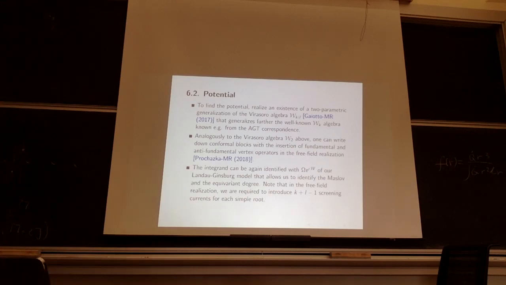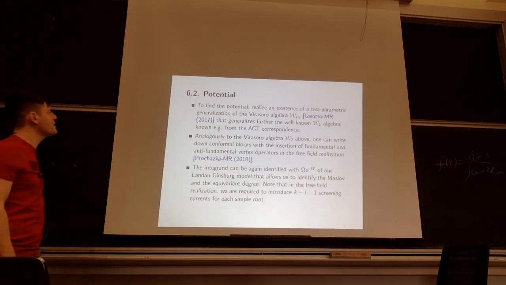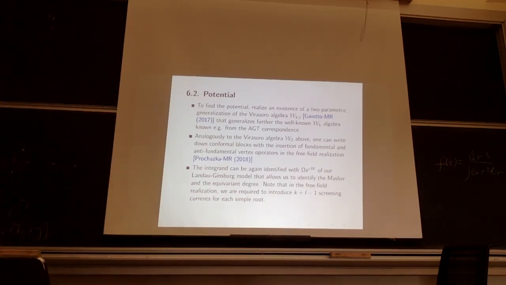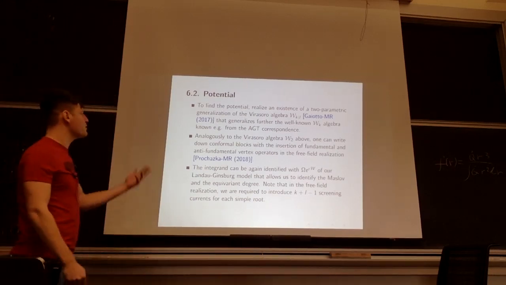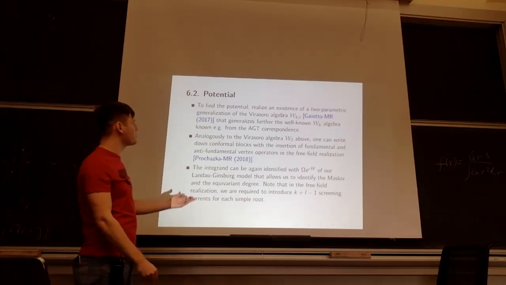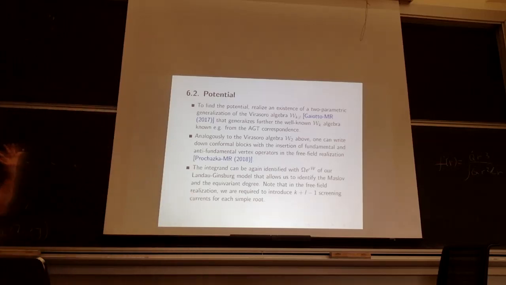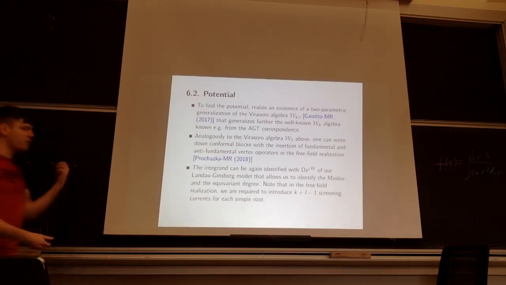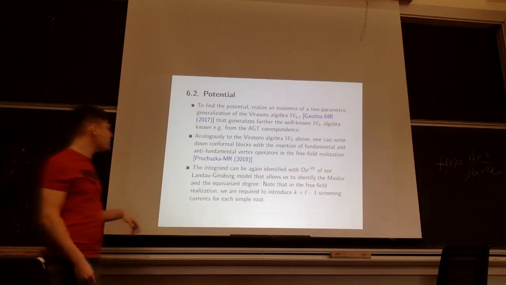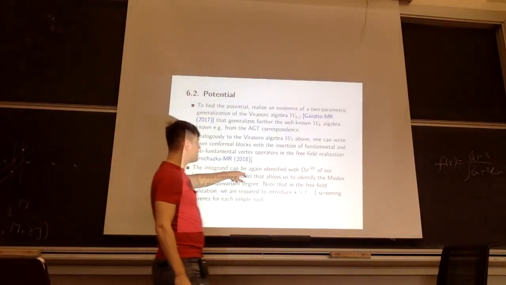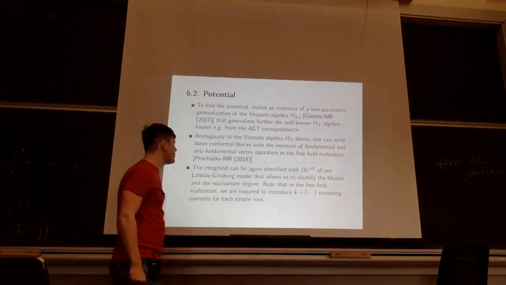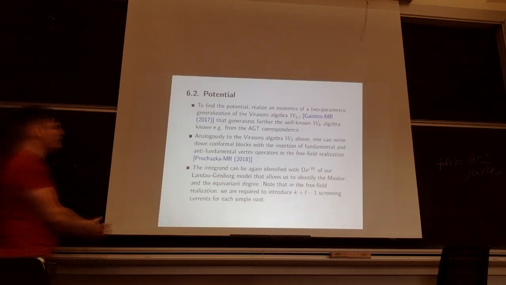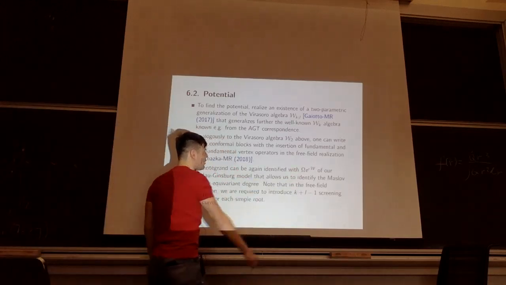To find the potential, one can realize that there exists a two-parametric generalization of the Virasoro algebra that further generalizes the well-known W_N algebra. Analogous to the Virasoro case, you can write down conformal blocks in terms of some free field realization and an integral formula, as I wrote down earlier for the Virasoro algebra. You can identify the integrand again with this quantity of our model and read off both the potential and the form omega.